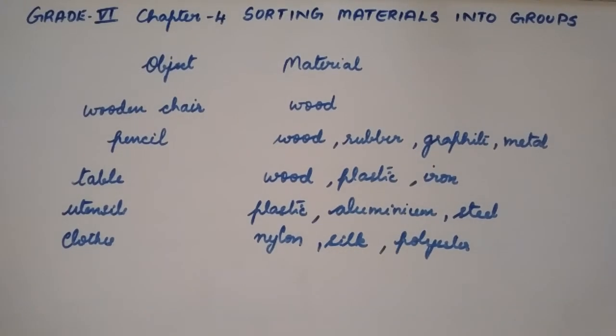So why is it important to group things? Grouping of things helps in locating the objects more easily. It helps to identify the objects easily and it saves time and energy.